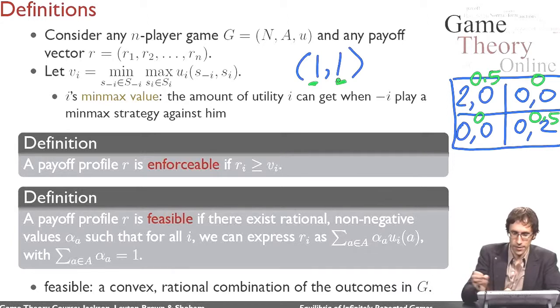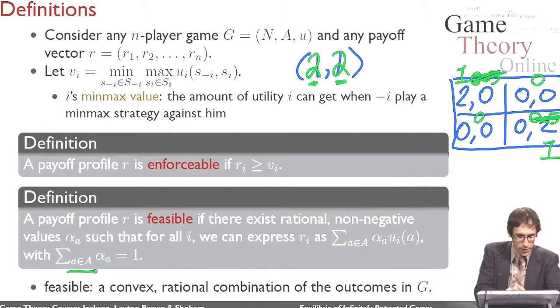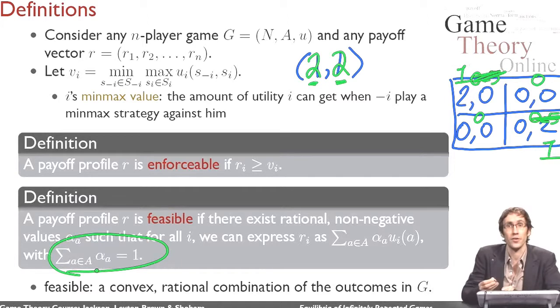On the other hand, the payoff (2, 2) is not feasible in this game. The reason is there's no way that I can have weights on these cells that sum up to 1 and that give both of us 2. Because for me to get a payoff of 2, this would have to be 1. That's the only cell where I get a payoff at all. And for my opponent to get 2, this one would have to be 1. Then the weights would sum up to more than 1. This condition over here would be violated, and so we just can't do it. So that's not a feasible payoff.